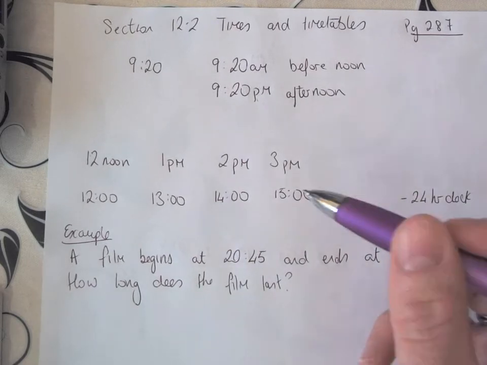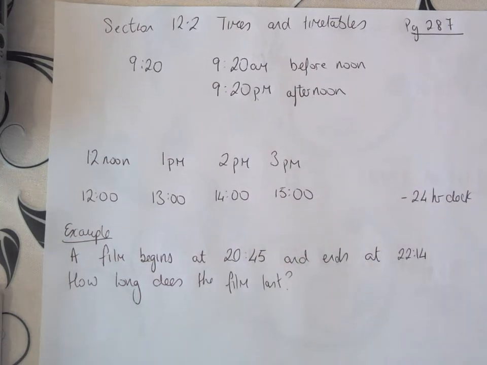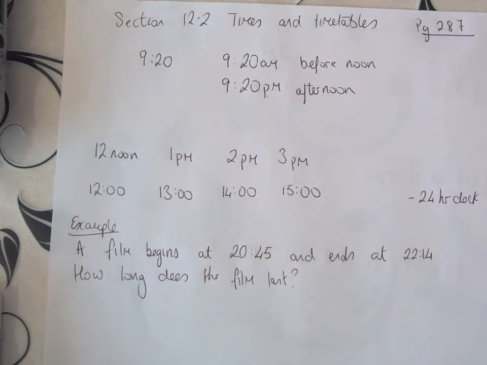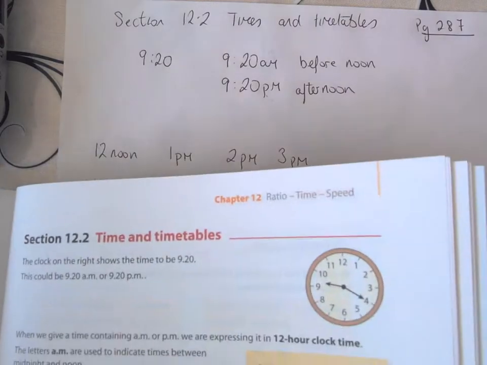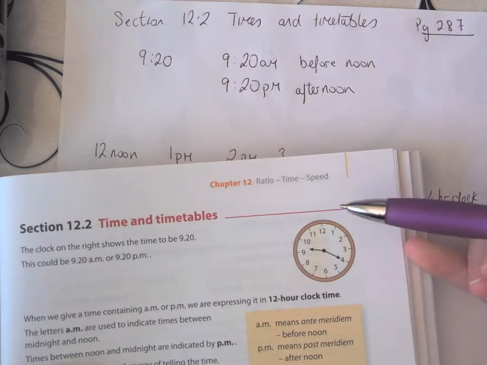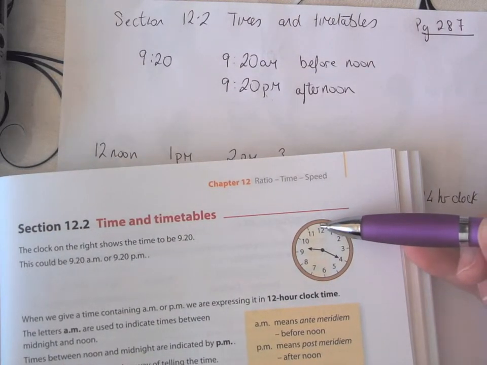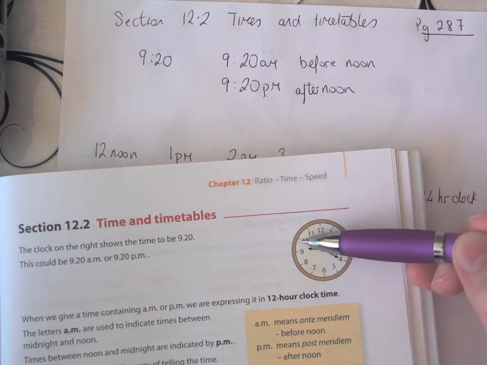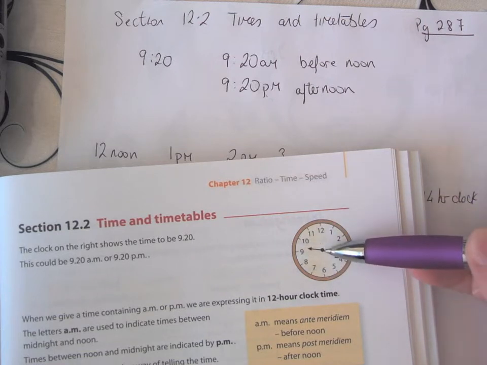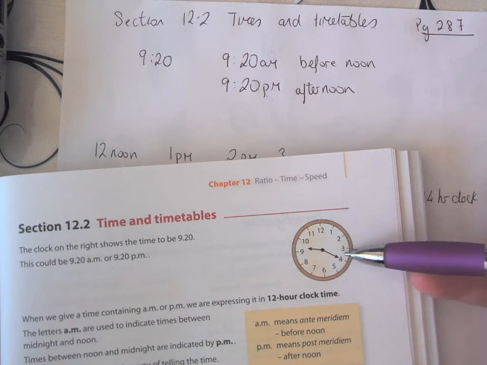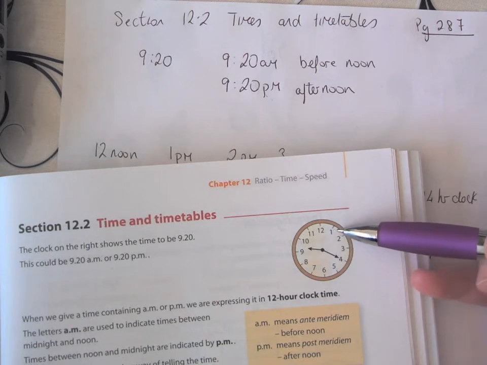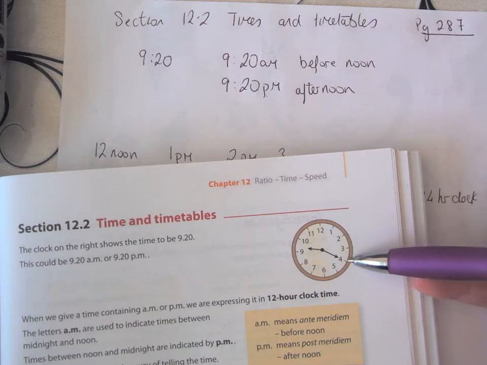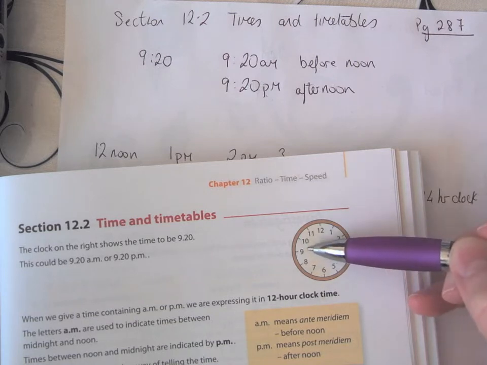Okay, so we have a few things we need to make sure everyone understands, and the first one, I suppose, is our clock. So for reading our clock, we have 12, 1, 2, 3, 4, 5, 6, 7, 8, 9, 10, 11, and back to 12. Our small hand is our hour, and our big hand is our minute. Each number represents 5 minutes, so 5, 10, 15, 20, so 20 minutes past 9.